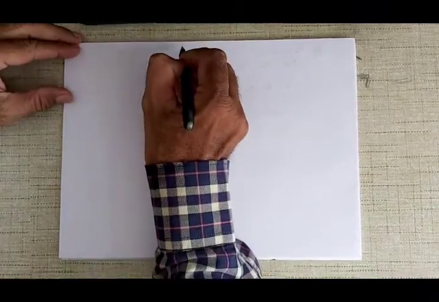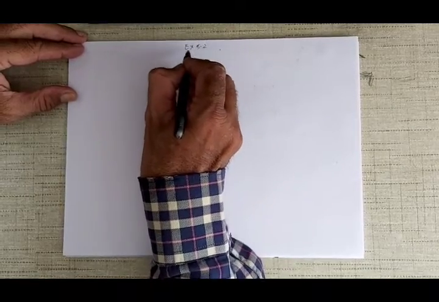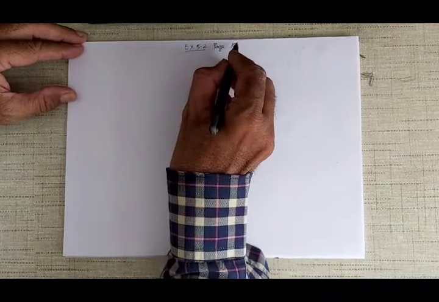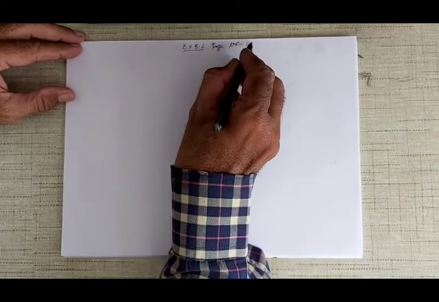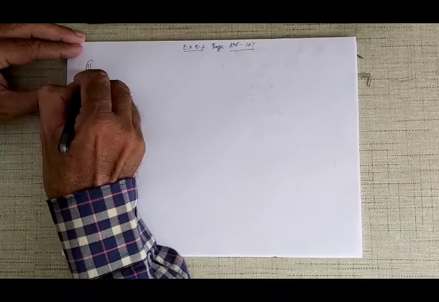Okay, good morning students. We are doing arithmetic progression, chapter number 5 and exercise 5.2, page number 106, 107 of your textbook. And we had finished number 10. Now let's start with number 11.